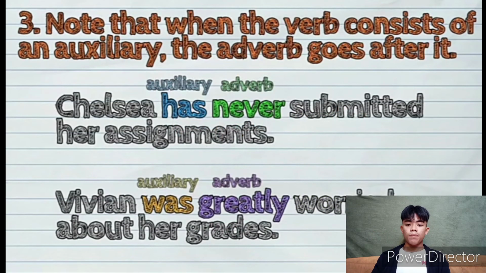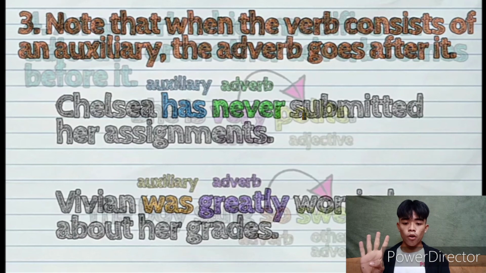Number three, note that when the verb consists of an auxiliary, the adverb goes after it. For example, "Chelsea has never submitted her assignment." Has is the auxiliary and never is the adverb. Another example: "Vivian was greatly worried about her grades." Was is the auxiliary and greatly is the adverb.